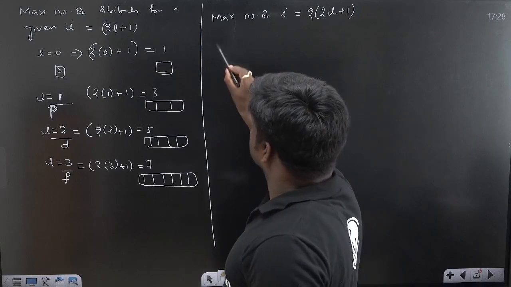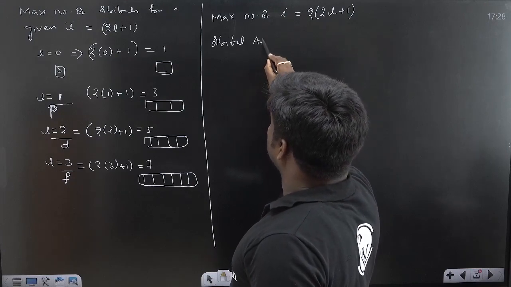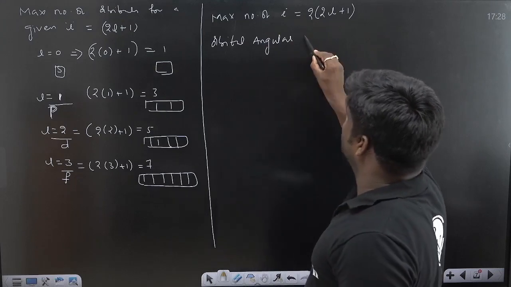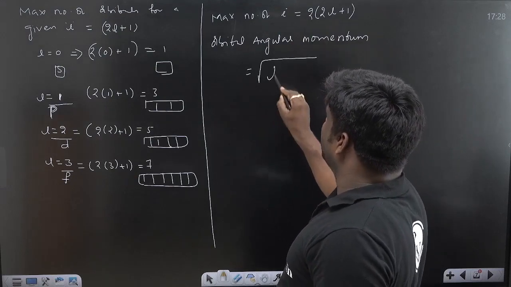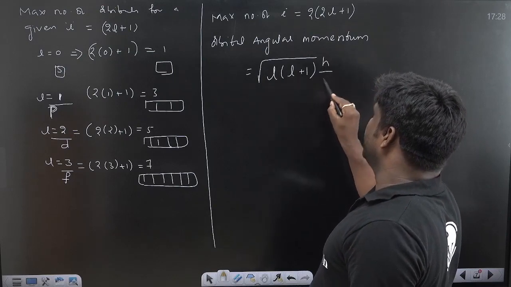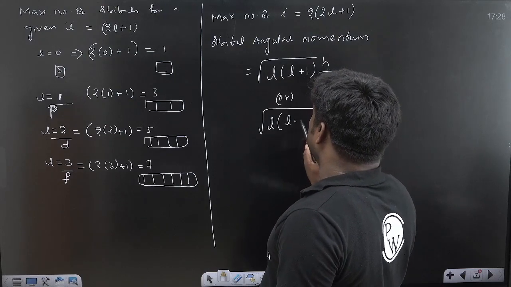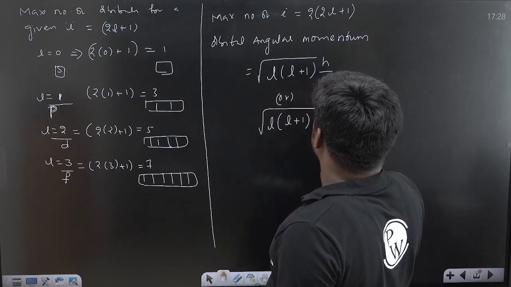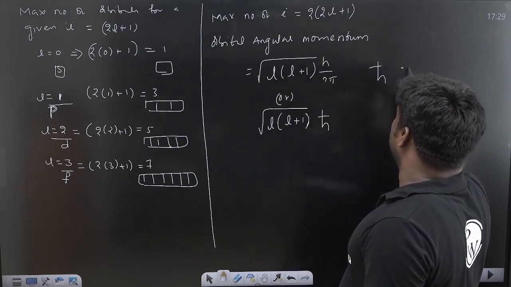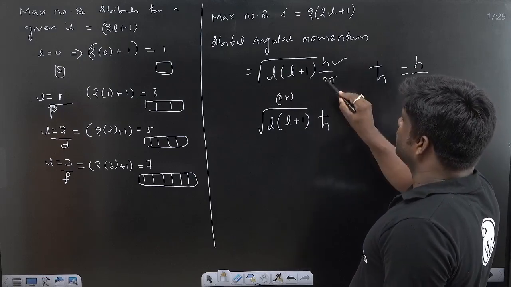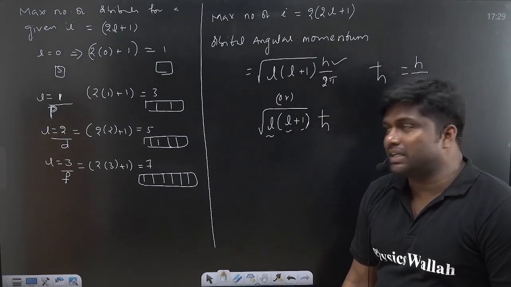And orbital angular momentum is equal to under root L into (L plus 1) into h by 2 pi, which can also be written as orbital angular momentum equals root of L into (L plus 1) into h bar. Here h bar is nothing but h by 2 pi, h is Planck's constant, and L is the value of the azimuthal quantum number.